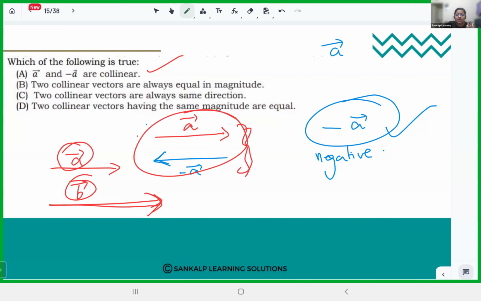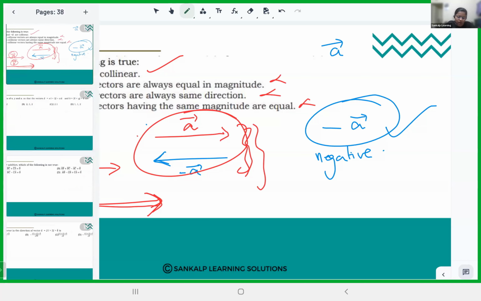When can you say that two vectors are equal? When their magnitude as well as their direction are equal, right? Here, only the magnitudes are equal. The direction of both the vectors is different. So we can say that option D is also wrong. So all three options are wrong, and only the first option is true. Vector A and minus vector A are collinear.